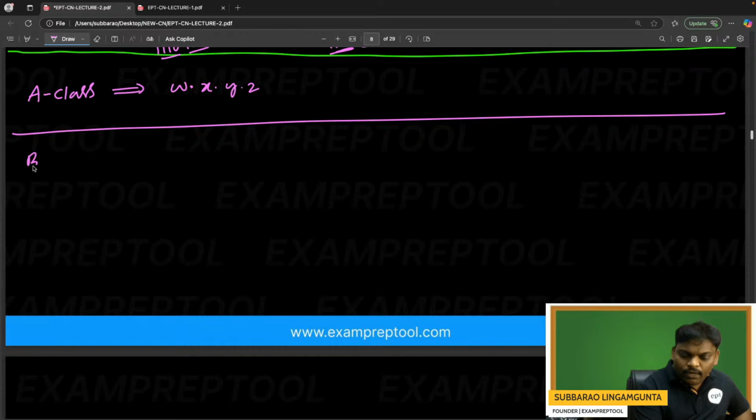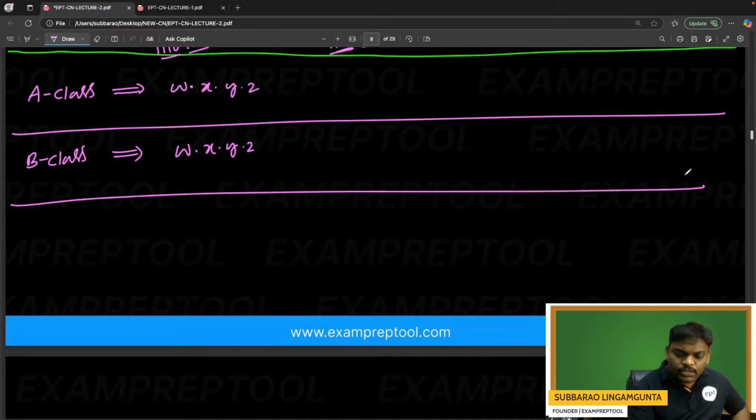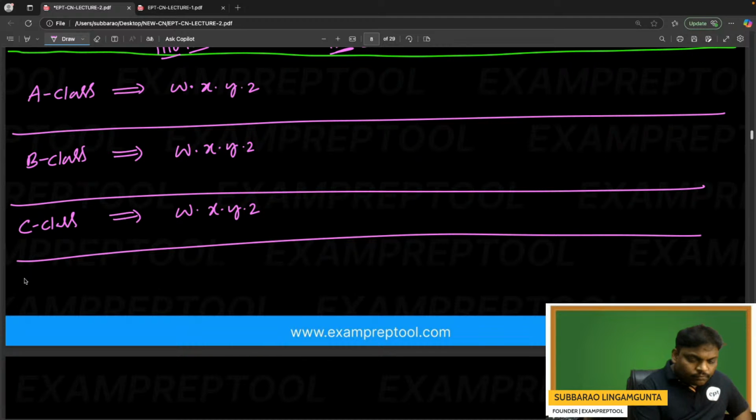B class, today's class, one more game is there. Can you see this one? B class also W dot X dot Y dot Z. C class also, check. All will be in this format only, W dot X dot Y dot Z. D also.